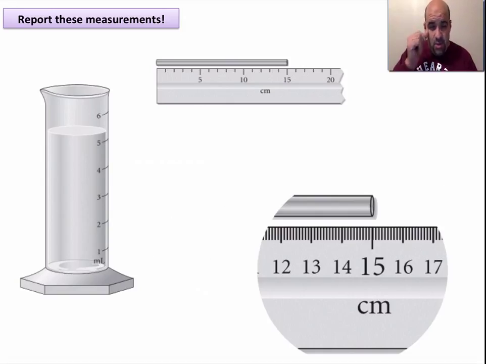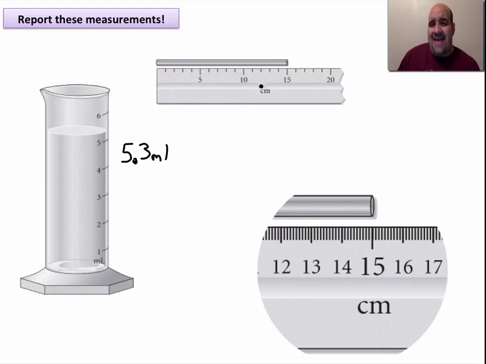And just to finish up, we'll look at these three measurements. Here we have a graduated cylinder measuring in milliliters. You know for certain it's between 5 and 6. So you know it's going to be 5 point something. We don't know exactly what it is, but you're allowed to estimate one uncertain digit. I'm going to call that 0.3. 5.3 milliliters.